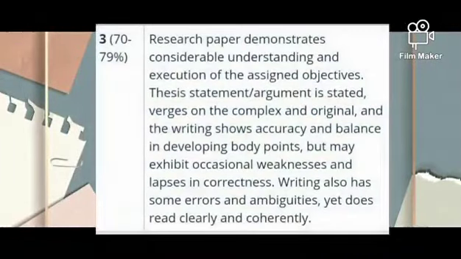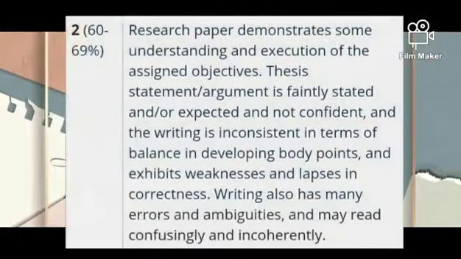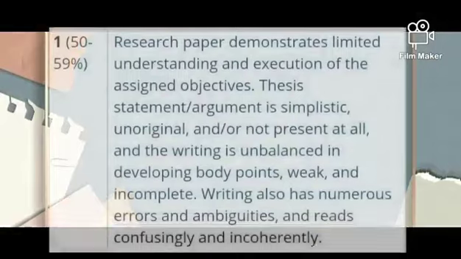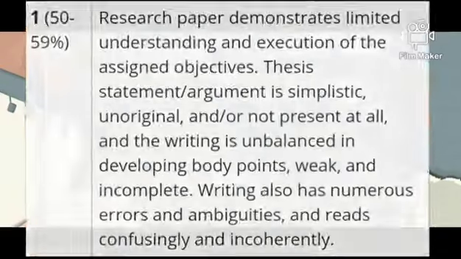If the research paper demonstrates considerable understanding and execution of the assigned objectives, then the score would be 3 and thus the percentage of 70 to 79. However, if the research paper demonstrates some understanding and execution of the assigned objectives, the score would only be 2 and thus a percentage of 60 to 69. And if the research paper demonstrates limited understanding and execution of the assigned objectives, the score would be 1 and has the percentage of 50 to 59%.